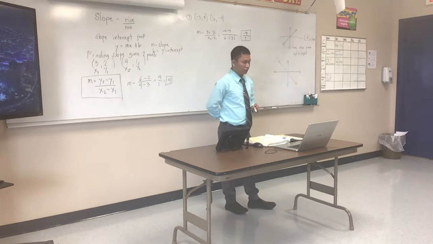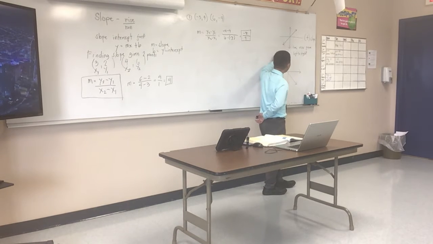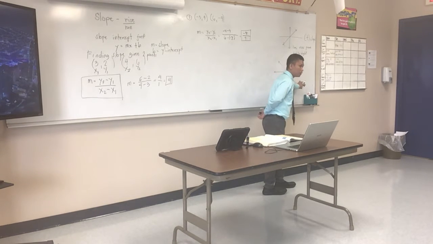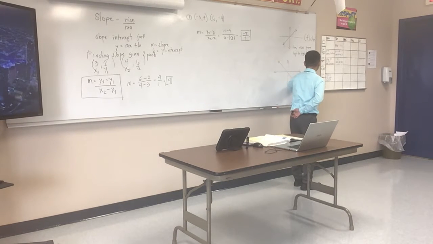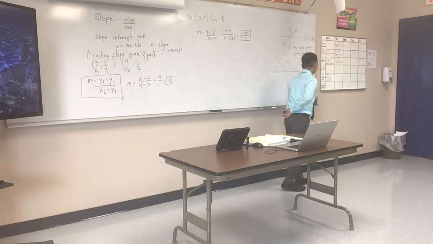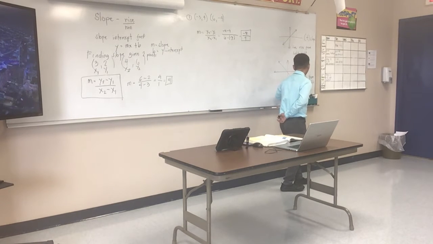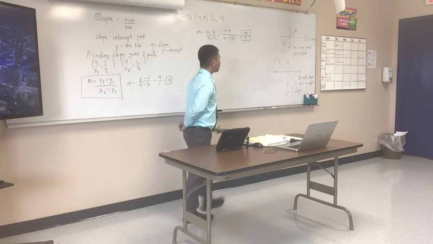Okay, as you can see, we have here the line. It falls, right? It falls from left to right. Automatically we have a negative slope. That's a negative slope.